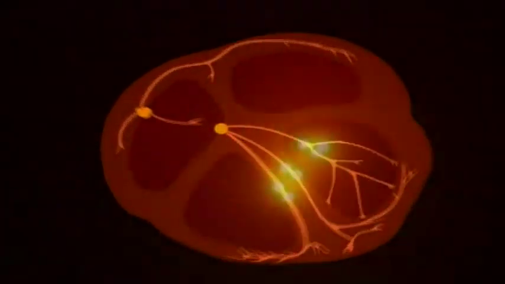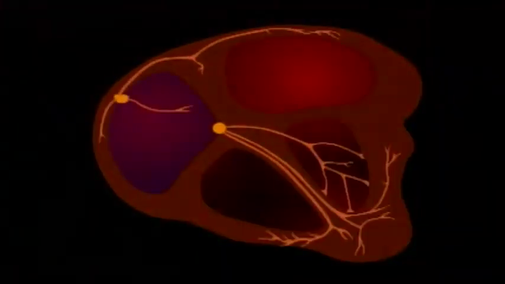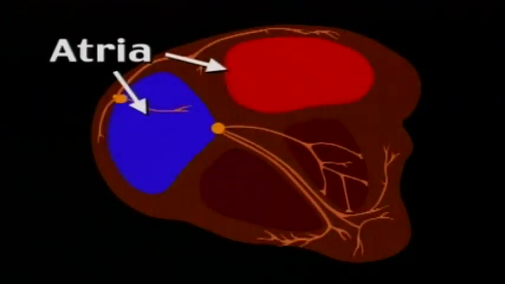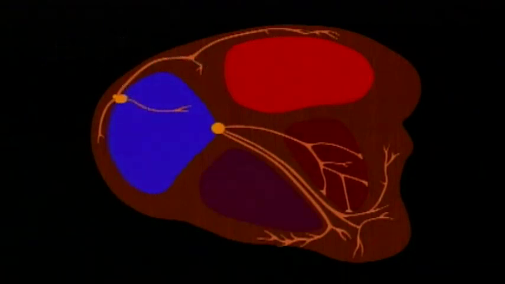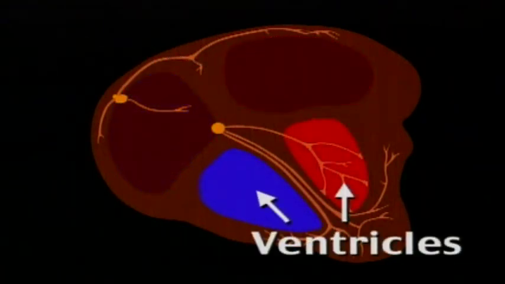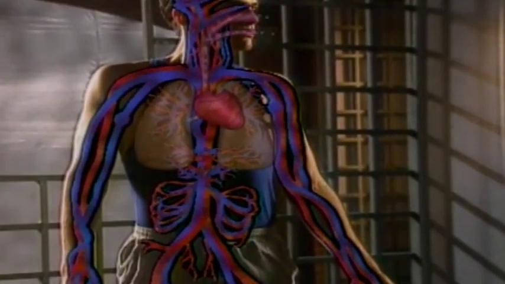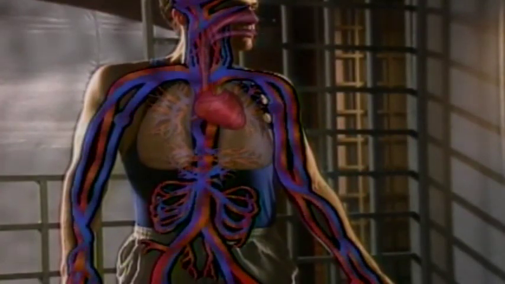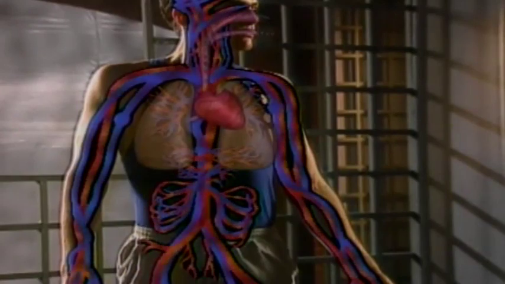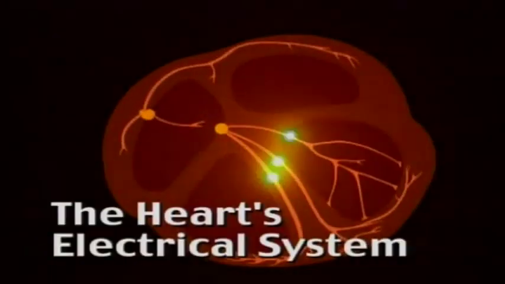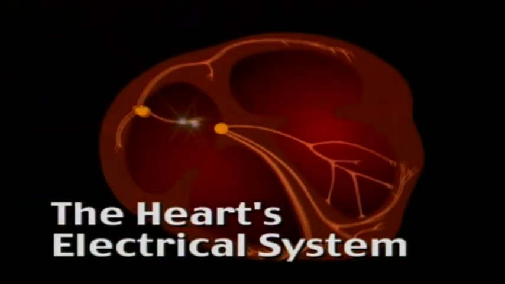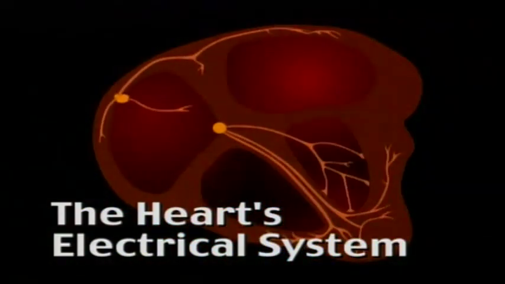The heart is a complex organ divided into four chambers. The upper chambers are atria. The lower chambers are called ventricles. Blood flows from the atria to the ventricles and then to the rest of the body. The contraction of the heart muscle is triggered by an electrical system contained within the heart.